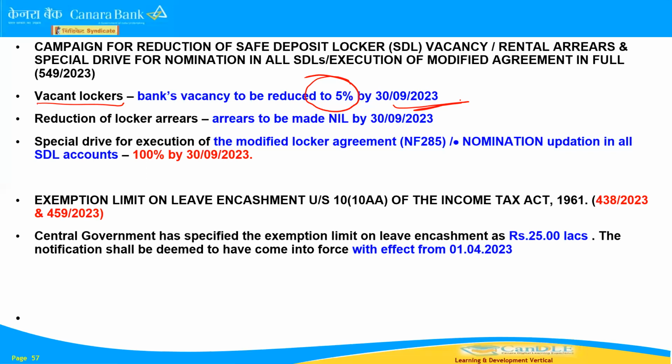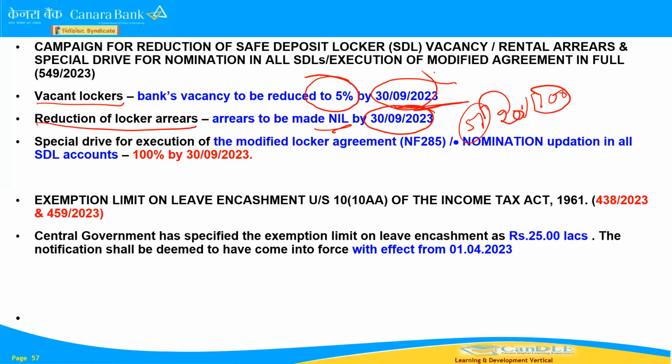They may ask. Reduction of locker arrears to be made nil by 30th September. All are 30th September. But bank vacancy to be reduced to 5%. Maybe your branch has 100 lockers. 20 are vacant, 20% is vacant. It should come down to 5% by 30th September. Okay. Special drive. What is the special drive? Again, 30th September only. Modified locker agreement to be taken. Nomination to be updated in all locker agreements, 100% by 30th September. These are the campaigns started by the bank.